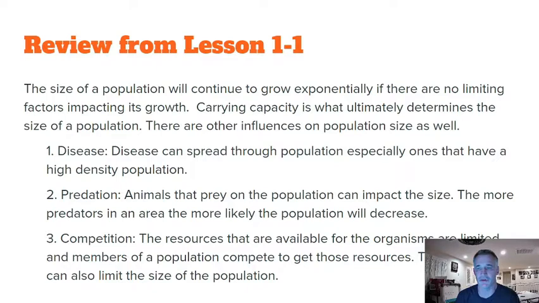But there are other influences. We talked about how disease can have an effect on populations. Disease can spread through a population, especially ones that have a high density, in other words, a lot of organisms in a small confined space. We talked about predation, and we'll talk a little bit more about that as well. And then competition, that's the big one we're going to talk about. And we actually have a virtual lab that deals with that.